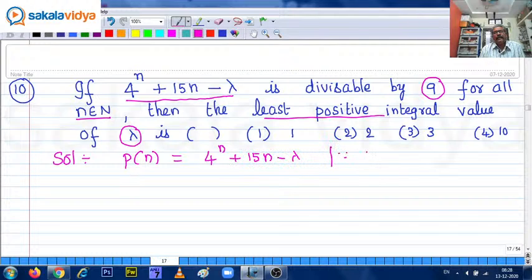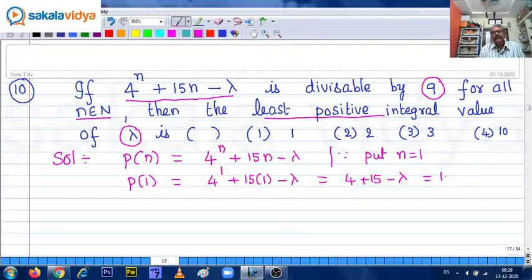Now put n equal to 1, because here n takes all the natural numbers. So p of 1 is equal to 4 raised to 1 plus 15 multiplied by 1 minus lambda. This is equal to 4 plus 15 minus lambda, which is 19 minus lambda. So 19 minus lambda is divisible by 9. That is the symbol 9 exactly divides 19 minus lambda.